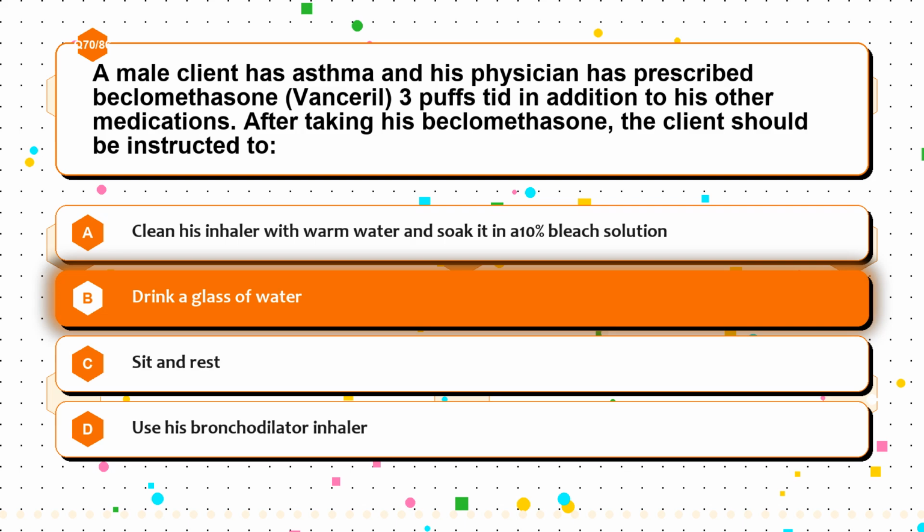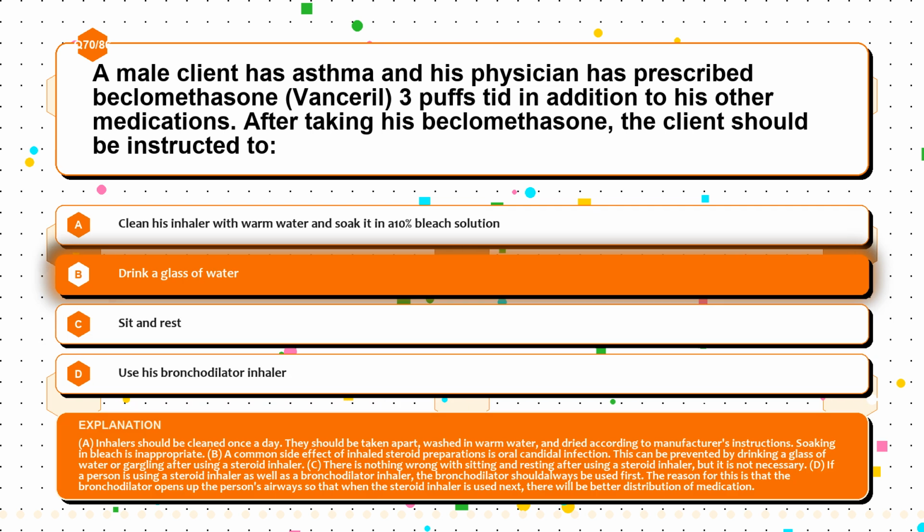The correct answer is option B. Drink a glass of water. An inhaler should be cleaned once a day. They should be taken apart, washed in warm water, and dried according to manufacturer's instructions. Soaking in bleach is inappropriate. A common side effect of inhaled steroid preparations is oral candidal infection. This can be prevented by drinking a glass of water or gargling after using a steroid inhaler. There is nothing wrong with sitting and resting after using a steroid inhaler, but it is not necessary.